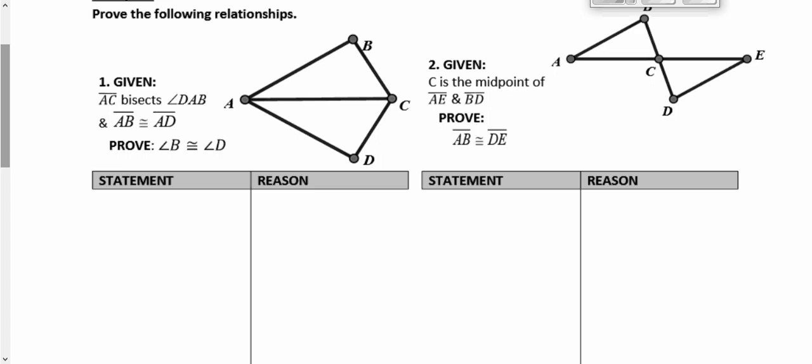Let me walk around and see what you got. Mark what they gave us here. AD by 6. Angle DAB. What does that mean? What does that mean here that AC bisects angle DAB? Anybody tell me?